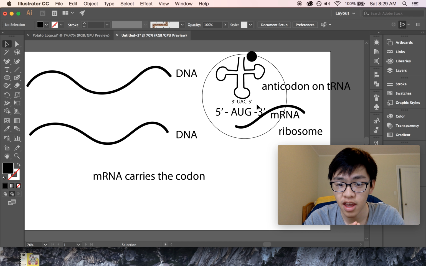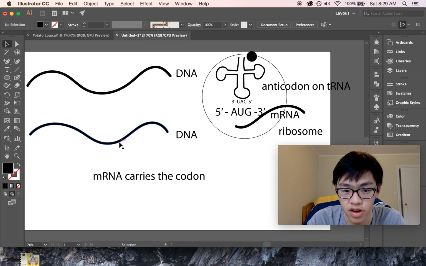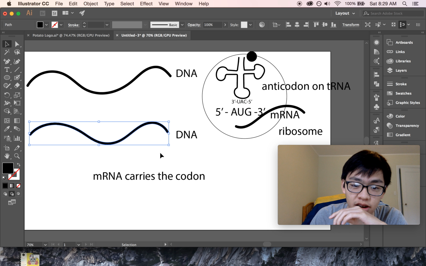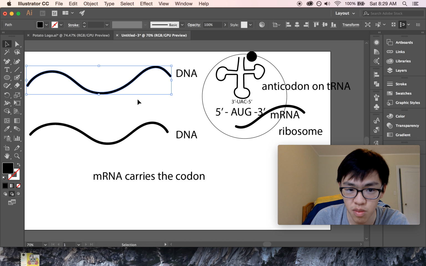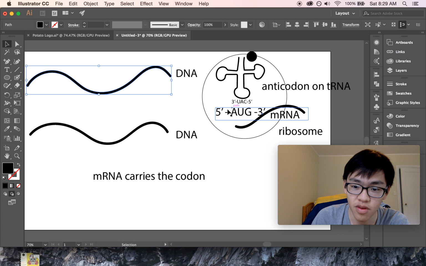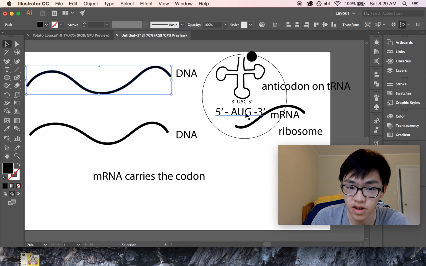Now for the DNA, the results may vary depending on whether you're looking at this bottom strand here or this top strand here. But just remember that if you're looking at the template strand, and this top one's a template strand, this is going to be directly complementary to the AUG on your mRNA.